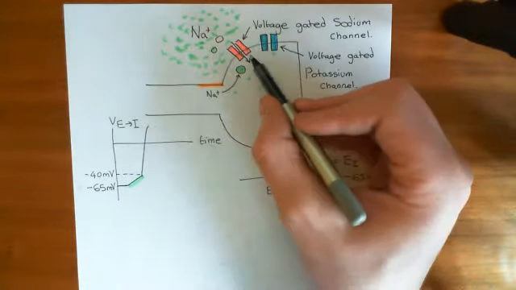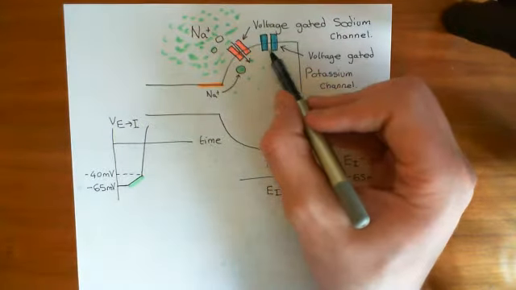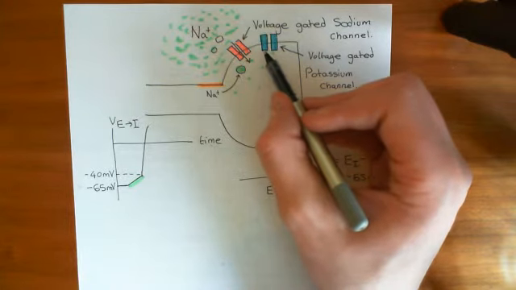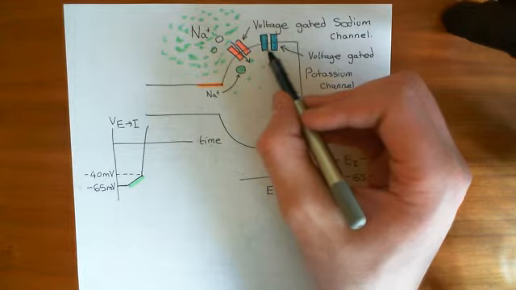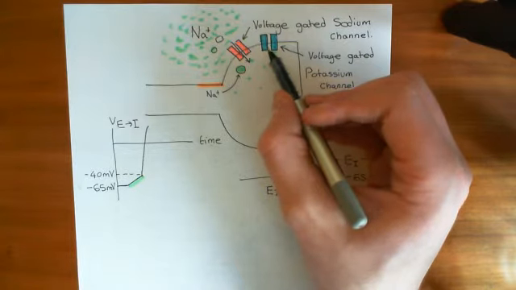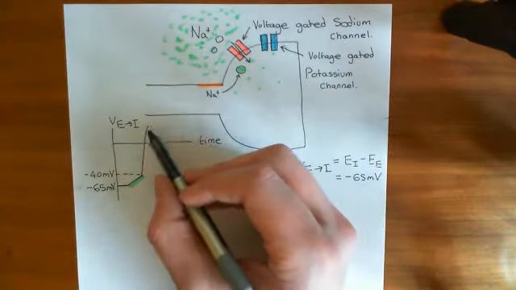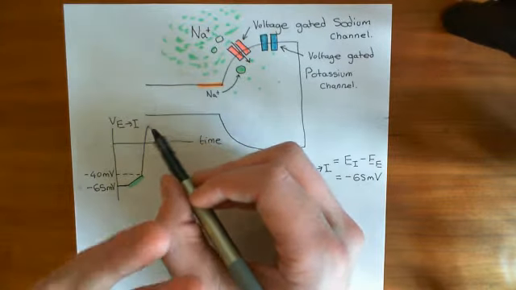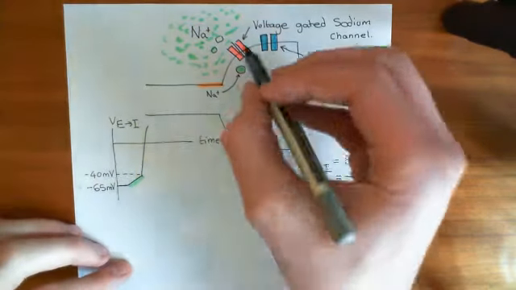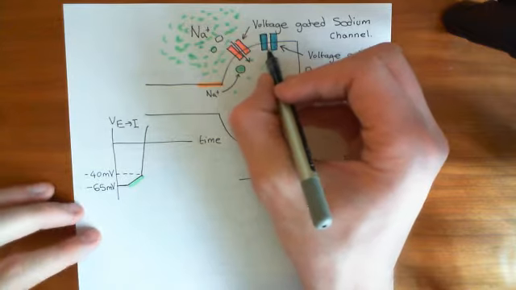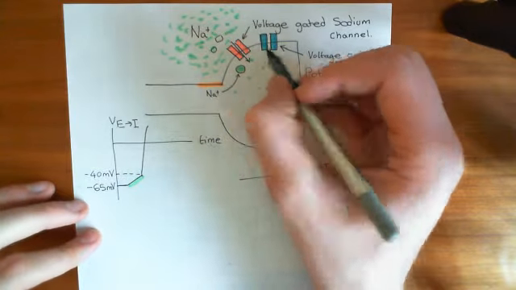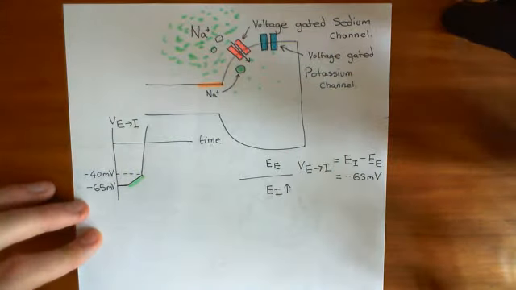It then inactivates. Meanwhile, the voltage-gated potassium channel is just being really slow, so it hasn't yet opened, and it finally gets around to opening just as the voltage-gated sodium channels are finally inactivating. So just as this one closes, this one starts opening. Now, it's going to conduct potassium ions.